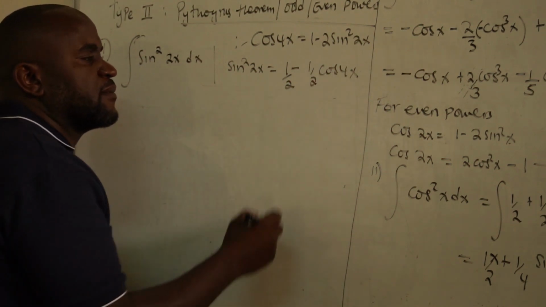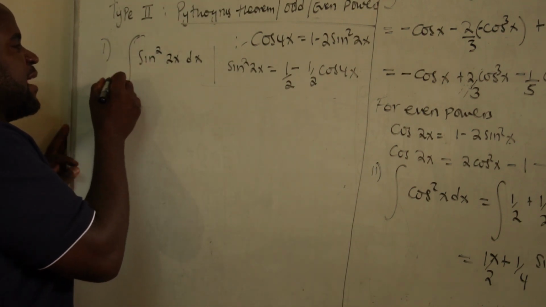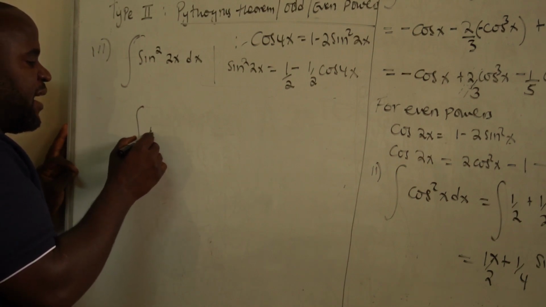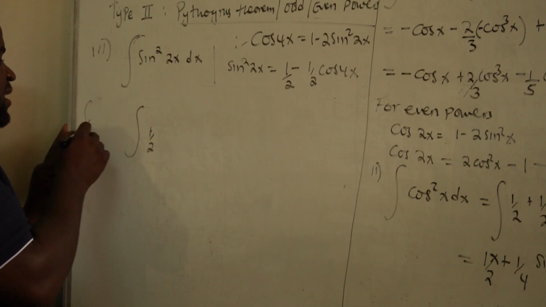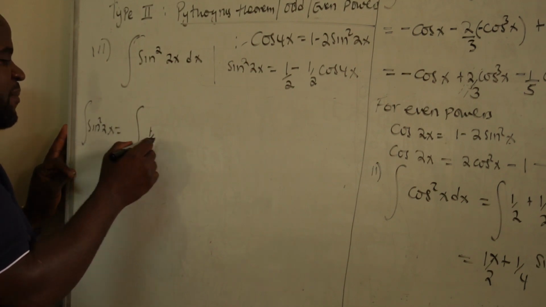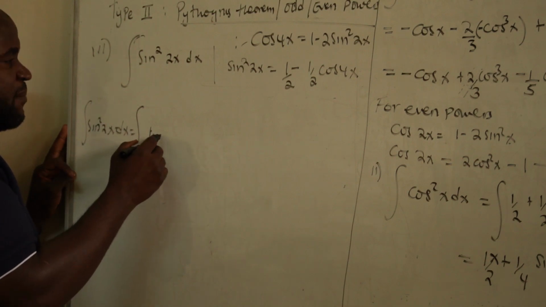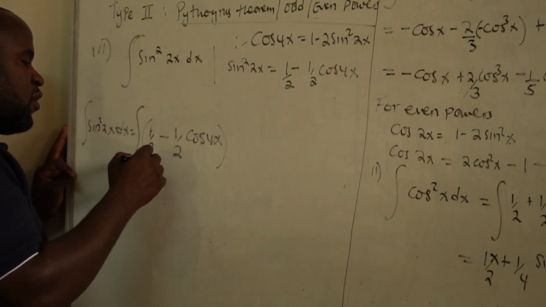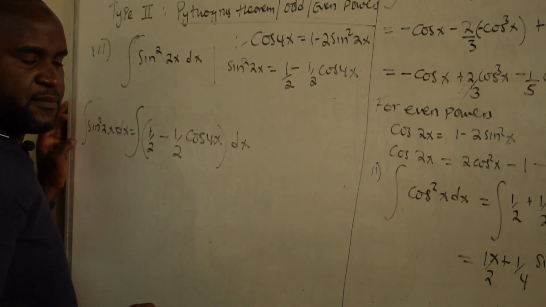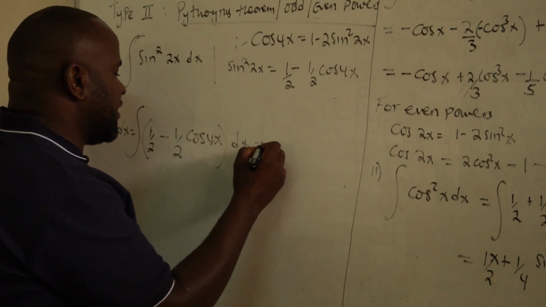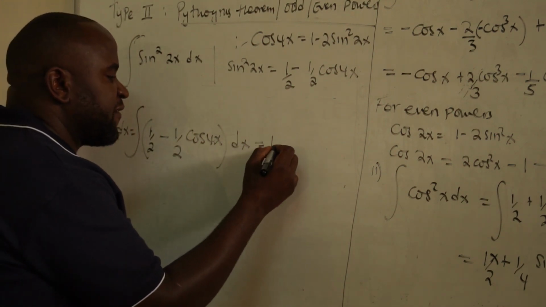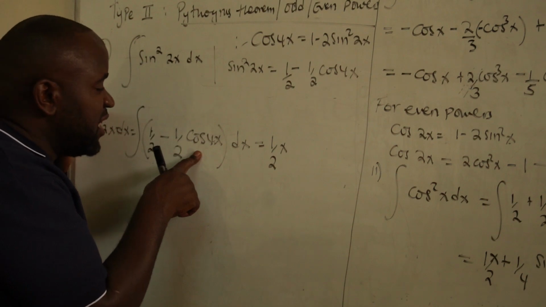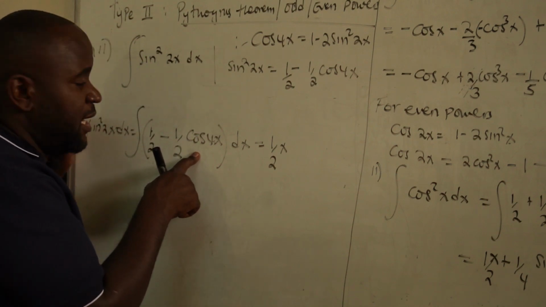which is 1 minus a half cos of 4x. When you substitute, this is example 3, you realize that the integral of sine squared of 2x with respect to x has now become the integral of a half minus a half cos of 4x, the whole of this integrated with respect to x. So when I integrate this, I'll realize the following. The integral of a half is a half x. For the integral of cos, you ask yourself, what did we differentiate to get cos? We differentiated sine.